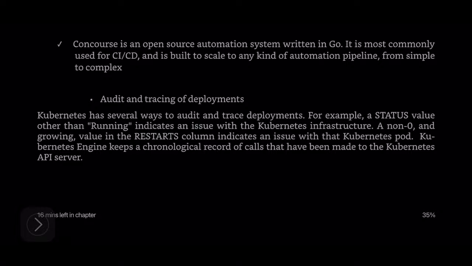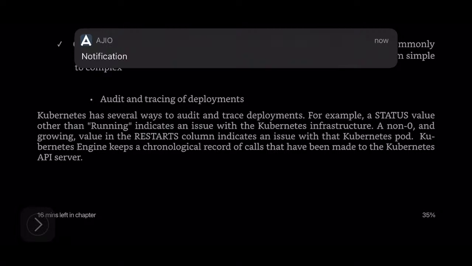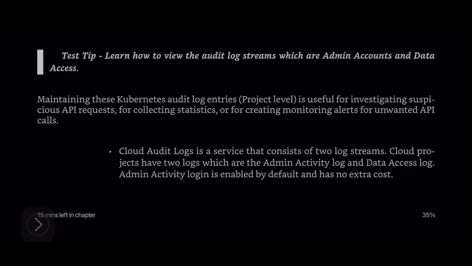Audit and tracing of deployments. Kubernetes has several ways to audit and trace deployments. For example, a status value other than running indicates an issue with the Kubernetes infrastructure. A non-zero and growing value in the restarts column indicates an issue with that Kubernetes pod. Kubernetes Engine keeps a chronological record of calls that have been made to the Kubernetes API server. Test tip: learn how to view the audit log streams, which are admin accounts and data access. Maintaining these Kubernetes audit log entries at project level is useful for investigating suspicious API requests, for collecting statistics, or for creating monitoring alerts for unwanted API calls.